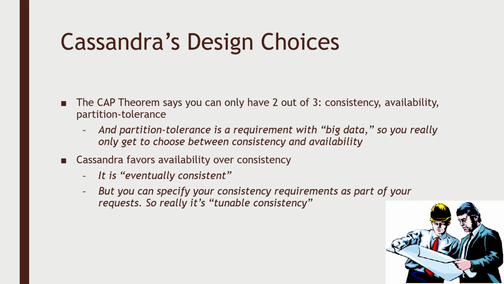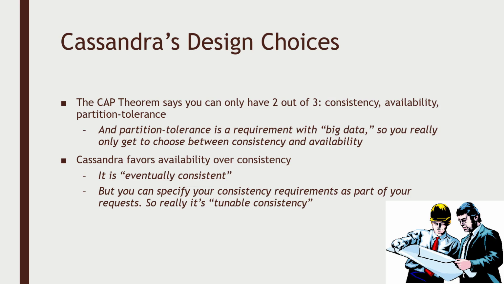And Cassandra, its thing is that it favors availability over consistency. So like we said, it's eventually consistent. If you write something into Cassandra, you might not get that value back right away because it might take a few seconds to actually propagate that change throughout the entire cluster. So if you're okay with that, Cassandra can offer you the choice of being more available in exchange for being less consistent.